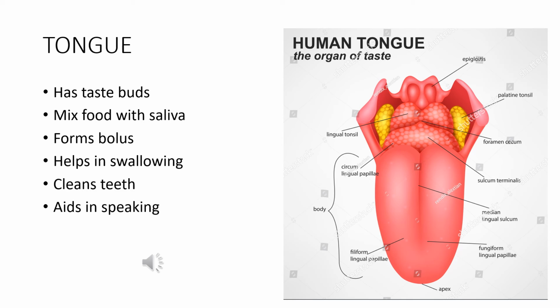Tasting the food with the taste buds is the first function of the tongue, and the second function is that it is actually mixing the food with the saliva. After crushing and grinding with the teeth and being mixed with the saliva, the food will form into a circular form, which is called the bolus, and the bolus is very easy to swallow. And the tongue is also used for cleaning the teeth, and without the tongue we cannot speak, so it is also helping us in the speaking process.